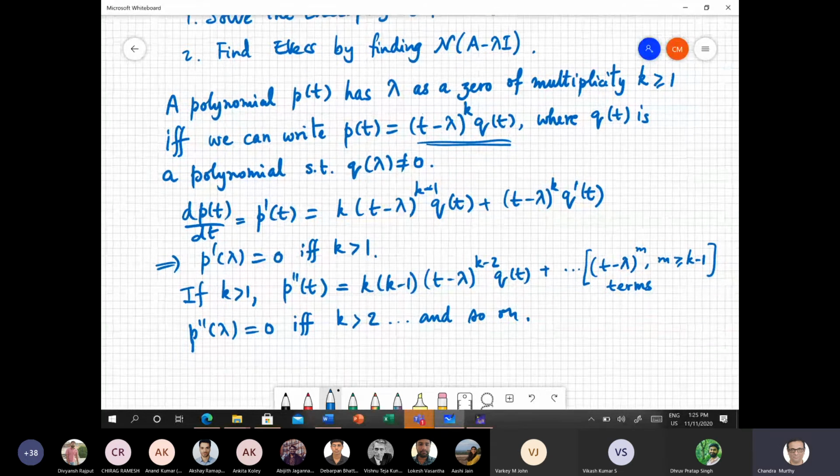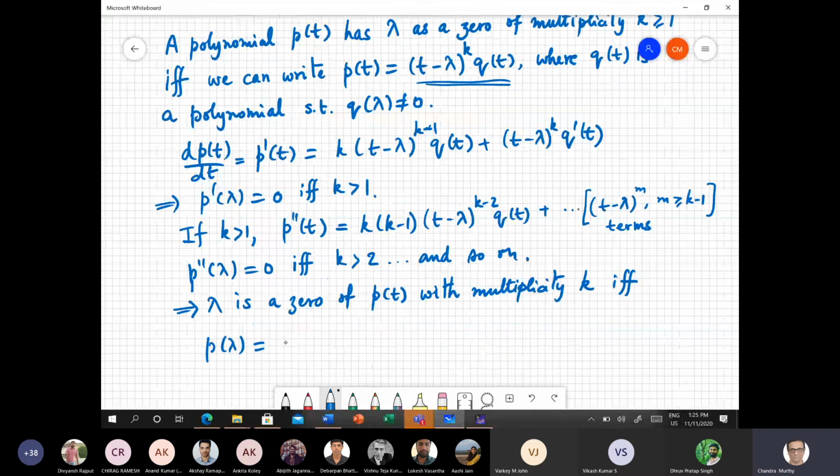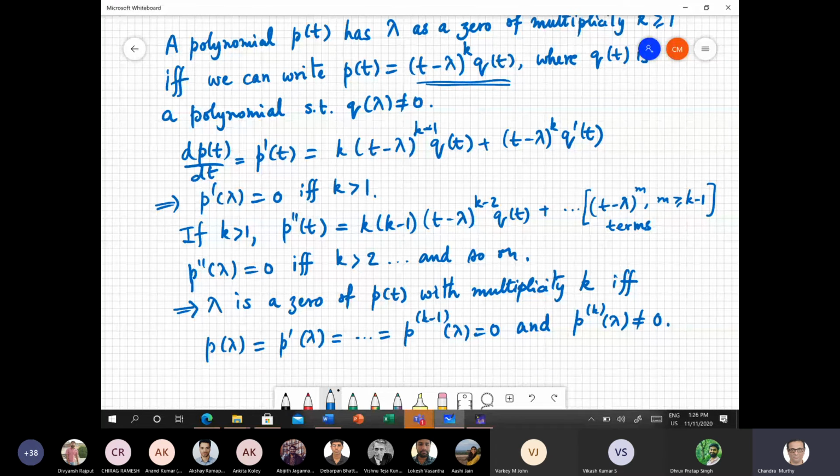So basically this calculation shows that lambda is a root of P of t with multiplicity k if and only if P of lambda equals P dash of lambda equals etc. up to the (k minus 1)th derivative of lambda equals 0 and the kth derivative of lambda is not equal to 0. So this is how you get a more precise definition of the multiplicity of eigenvalues.